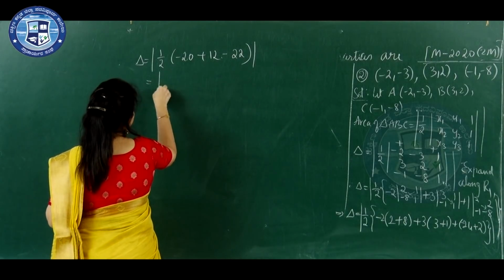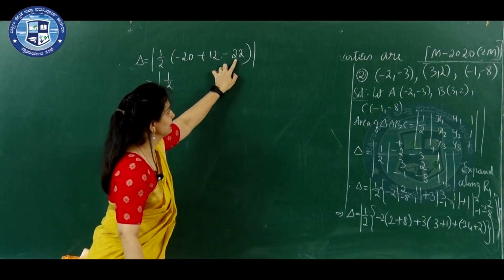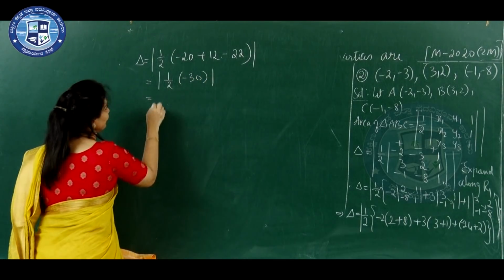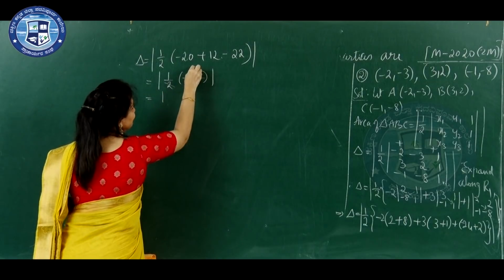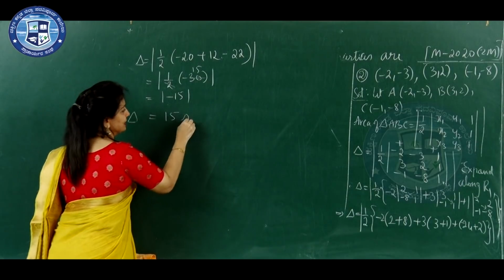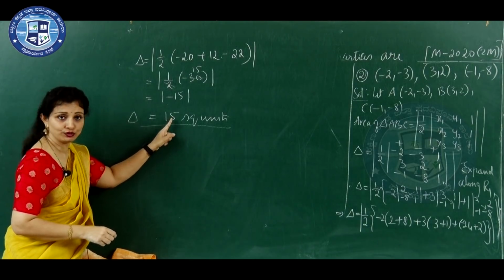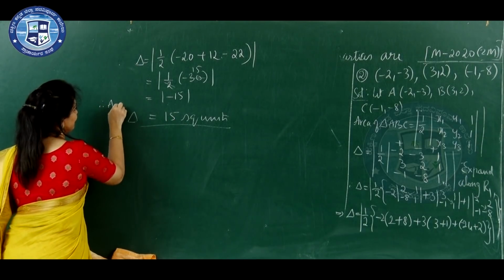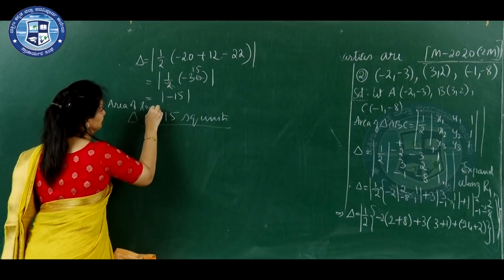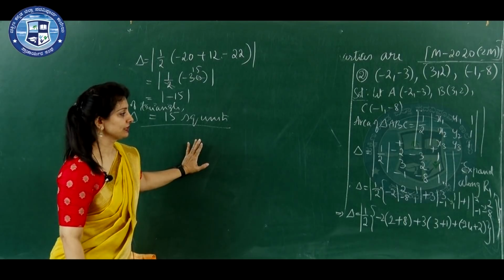So the delta value is the modulus of half into minus 20 plus 12 minus 22, which is minus 30. So it is the absolute value: 2 ones are 2, 15s are minus 15. The absolute value of minus 15 is plus 15 square units. So what is the area of the triangle? The area of triangle delta is equal to 15 square units, we got. Therefore, the area of the triangle delta is equal to 15 square units. Please make a note of this.